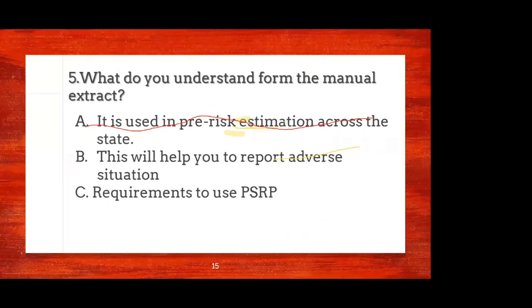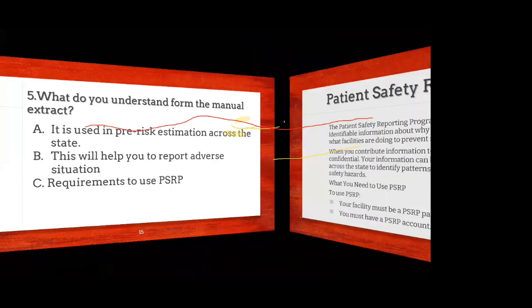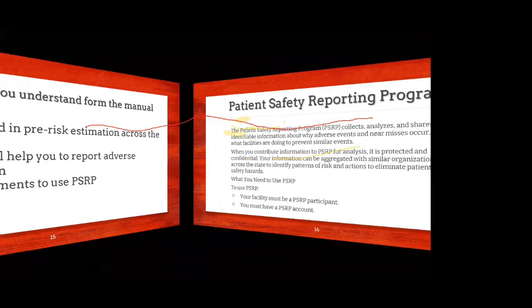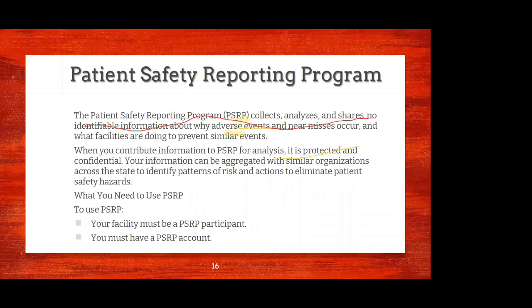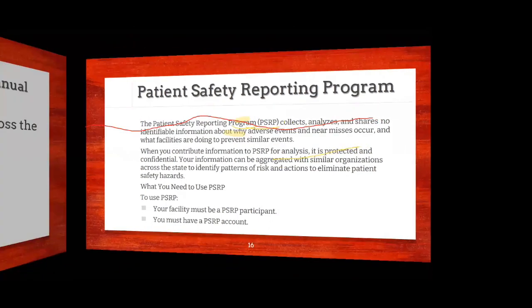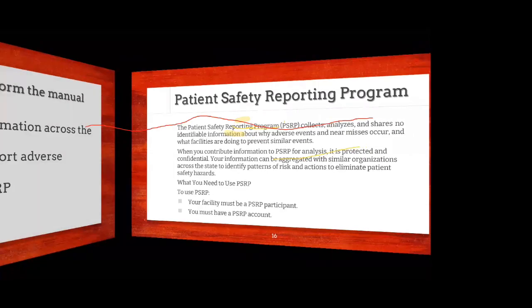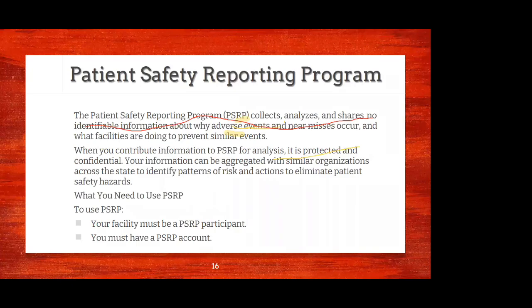Yes, ma'am. This will help you to report adverse situations. No. Can you just show the passage, ma'am? No identifiable information about why adverse events or near misses occur and what facilities are doing to prevent similar events. It's not. It will not help you to report adverse situations. It will help to prevent similar events only. Okay, so you can eliminate that too.